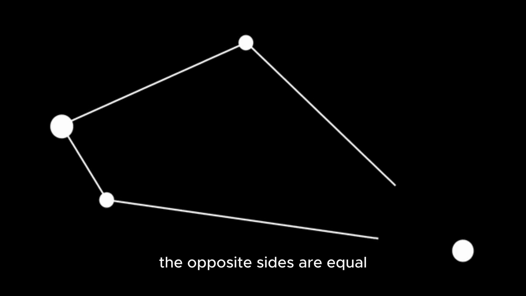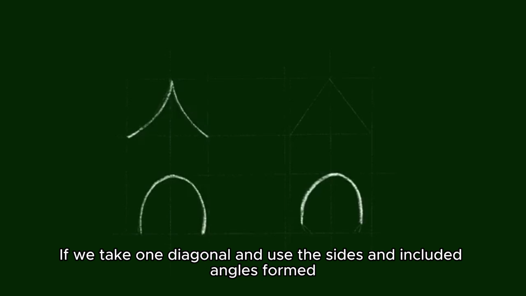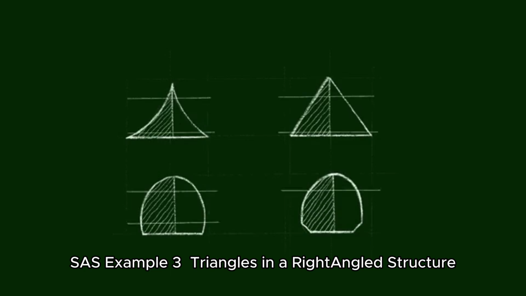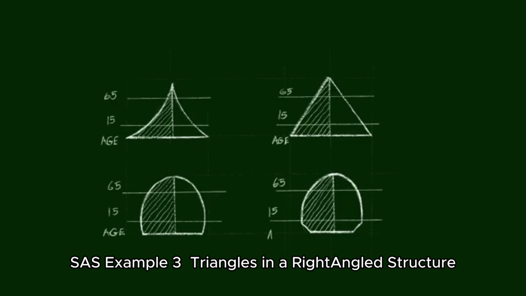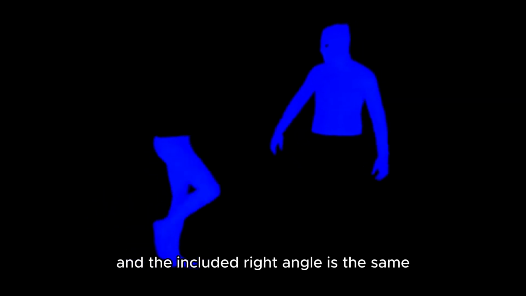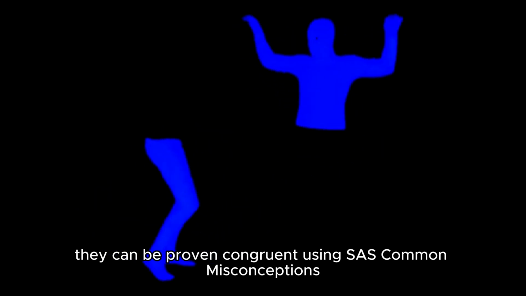Example 2. Two triangles in a parallelogram. In a parallelogram, the opposite sides are equal, and diagonals create pairs of triangles. If we take one diagonal and use the sides and included angles formed, we can prove two triangles congruent using SAS. Example 3. Triangles in a right-angled structure. If two right triangles have one leg and the hypotenuse congruent, and the included right angle is the same, they can be proven congruent using SAS.